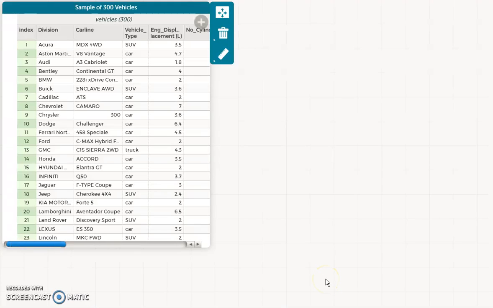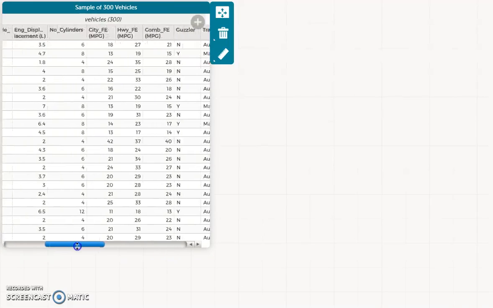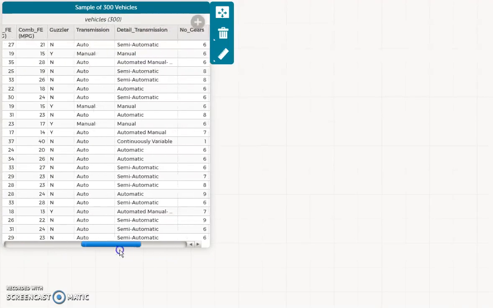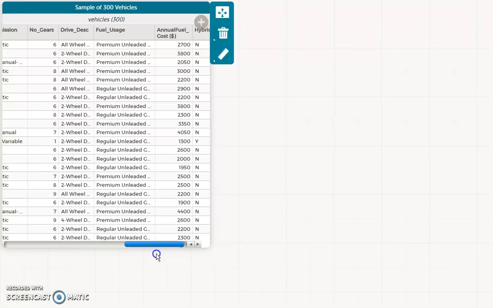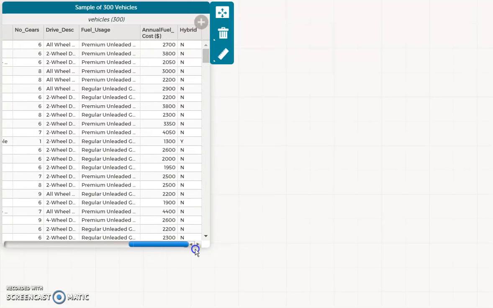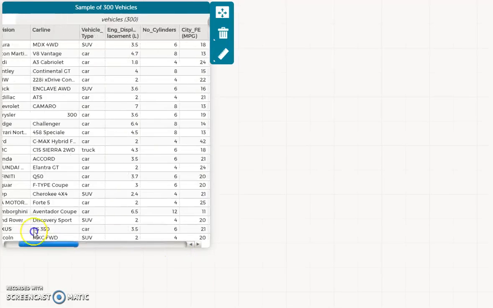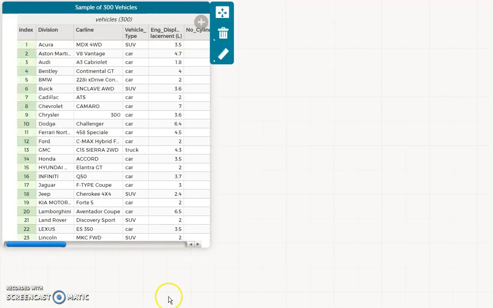So today we're going to be investigating a data set that contains a sample of 300 vehicles that were sold in the United States in 2015. And we've opened our data set here and we can see all the different variables we have, from the division, the type of car that was made, engine displacement, cylinders, miles per gallon, types of transmissions, what type of fuel it uses, fuel cost, whether or not the vehicle is a hybrid. So we have a lot of stuff we can work with here.